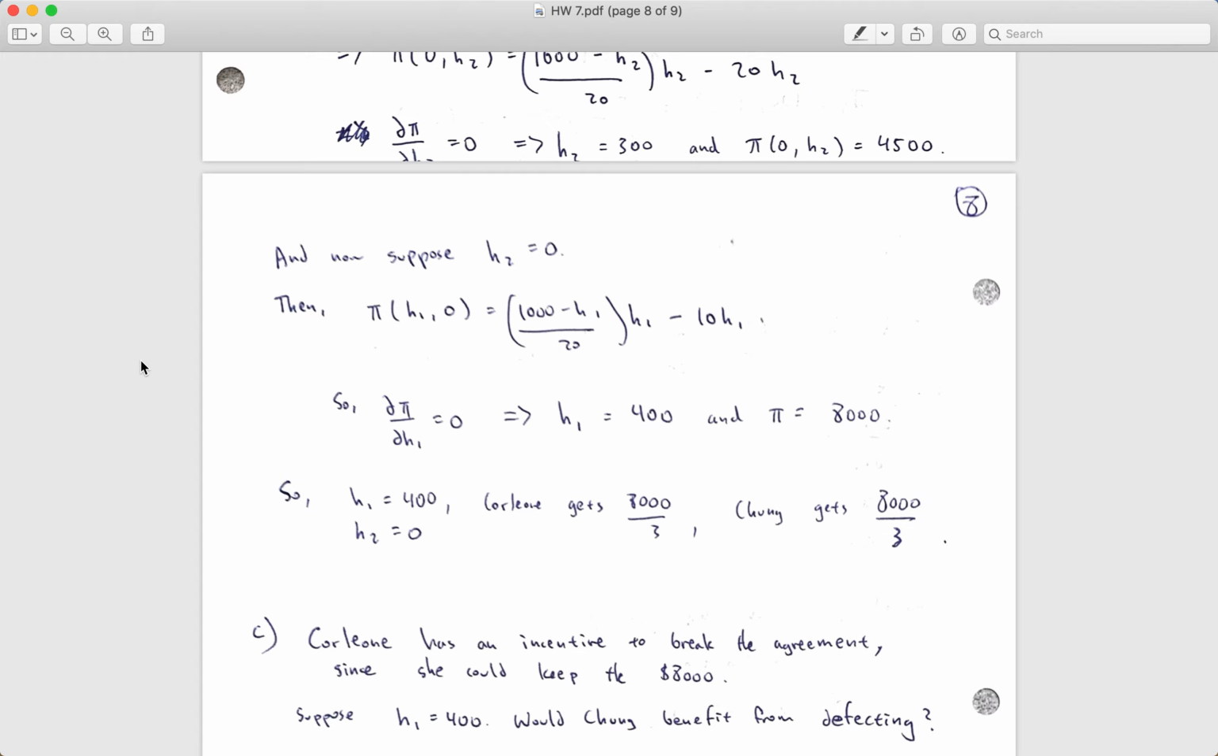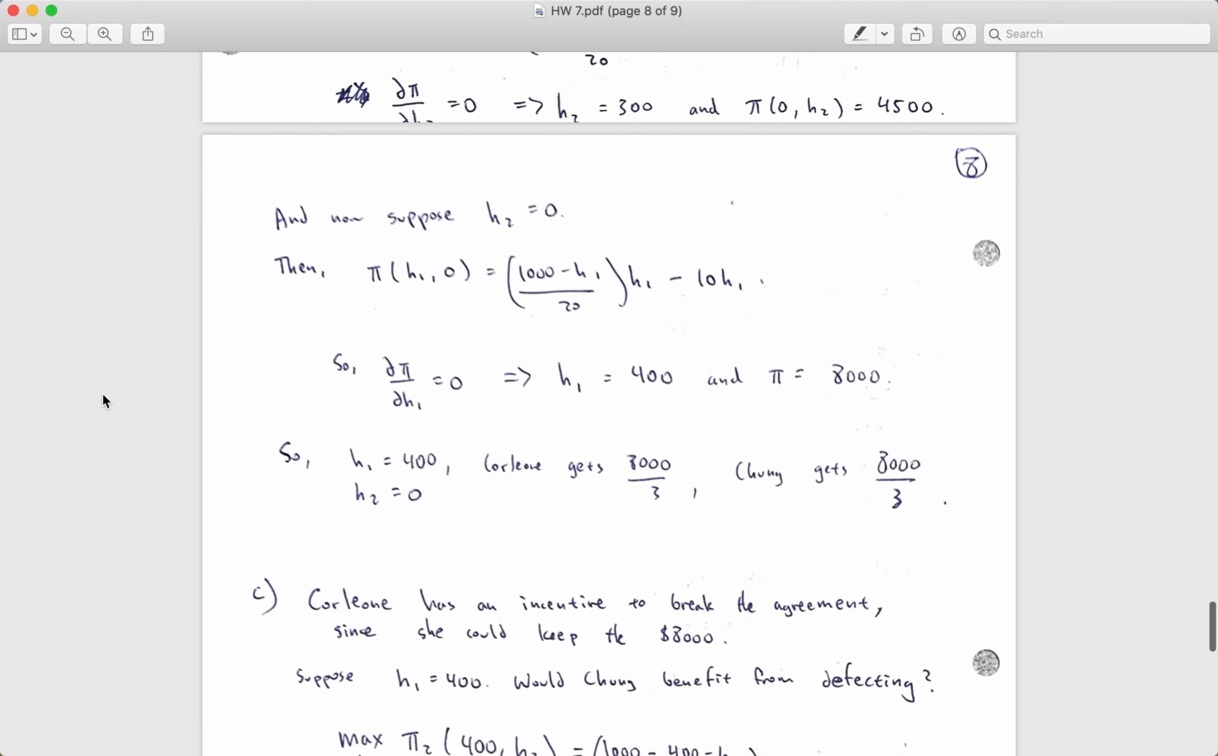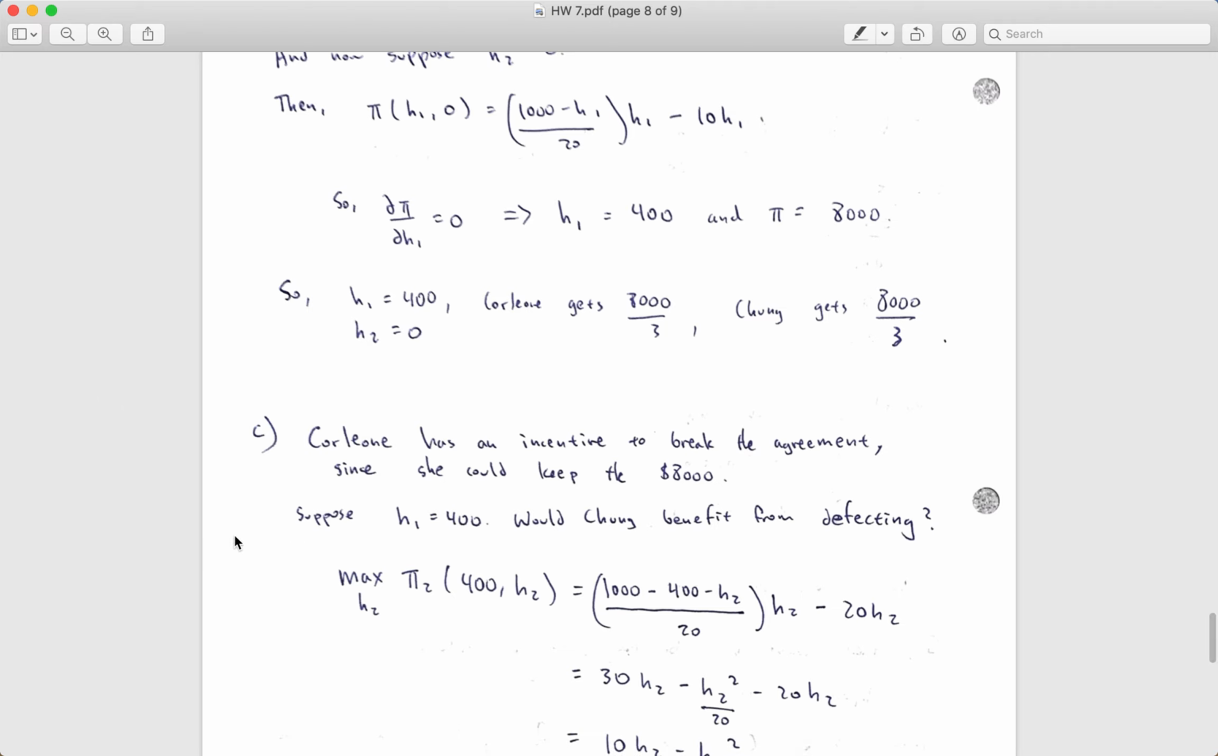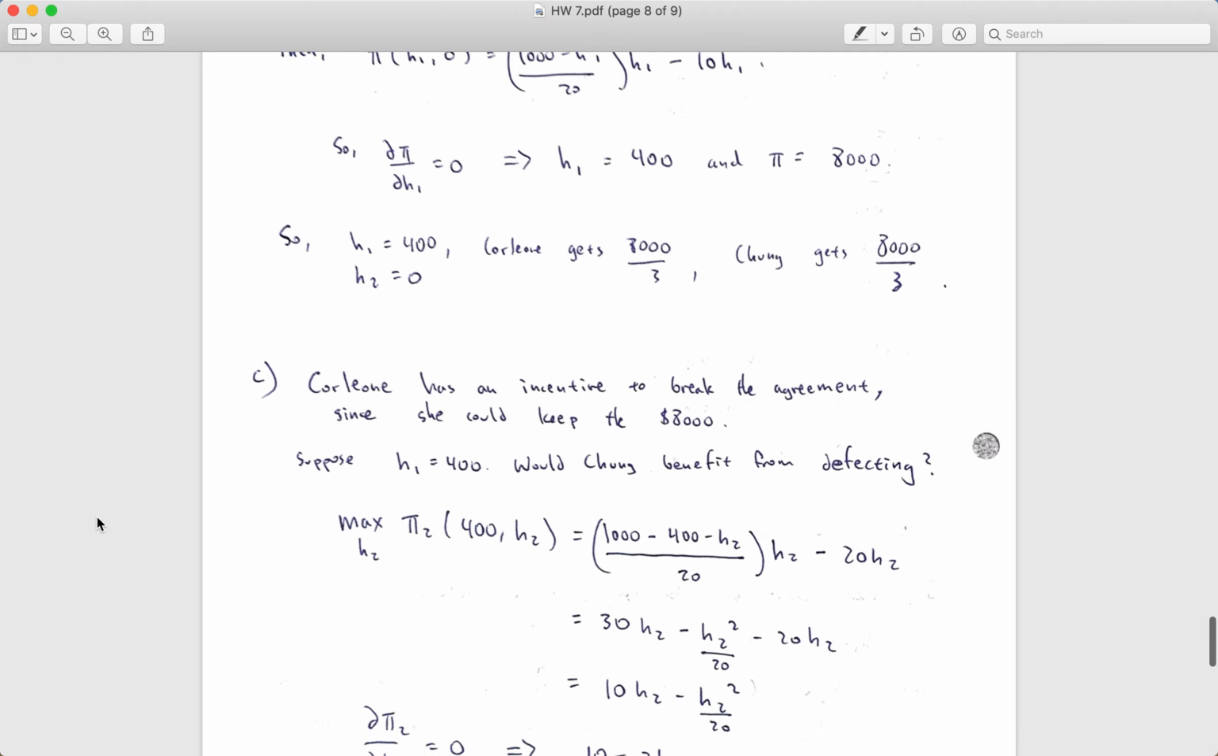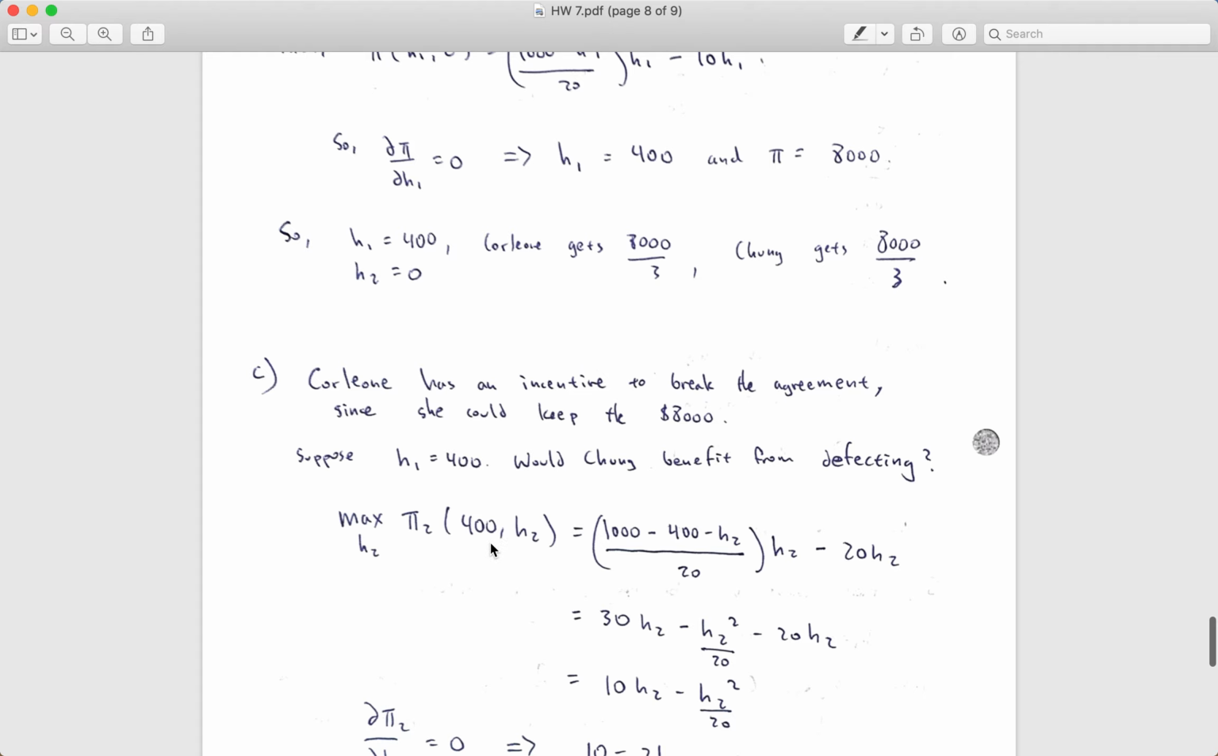The question is more interesting from the other point of view. So suppose Corleone is going to uphold the agreement, that is, give 8,000 over 3 to Chung at the end of the market period, and that h1 is going to be equal to 400. Now we ask, does Chung have any incentive to defect? What we check basically is, in the case where h1 is 400, is there any value of h2 that would result in Chung getting more than 8,000 over 3? This is like our standard profit maximization problem. We just plug in 400 and try to find a relevant value of h2.